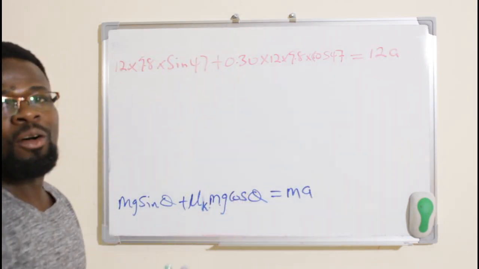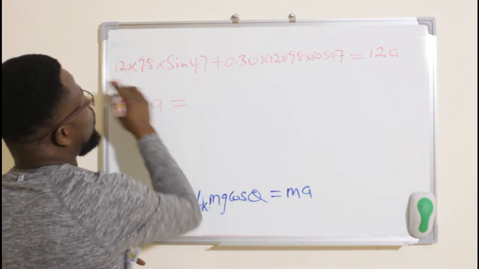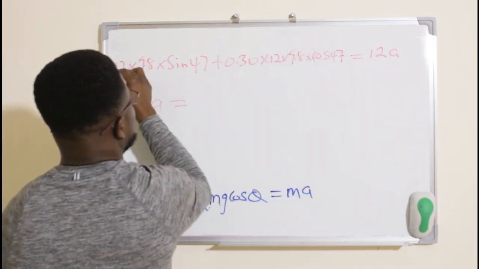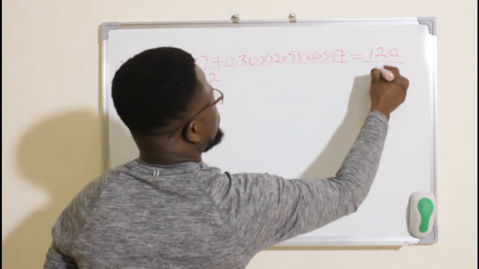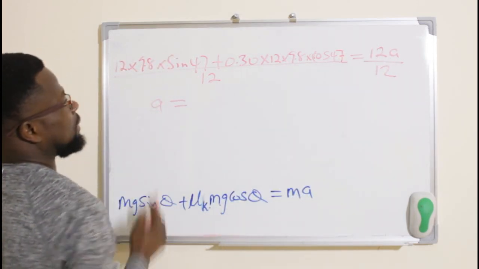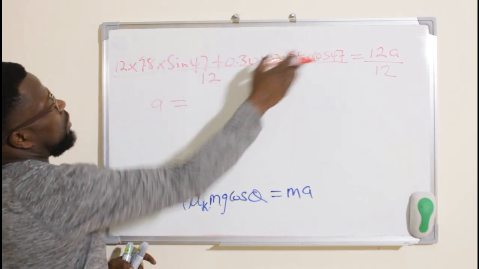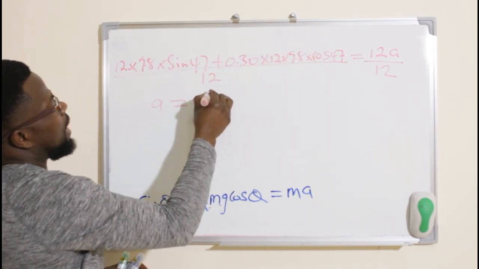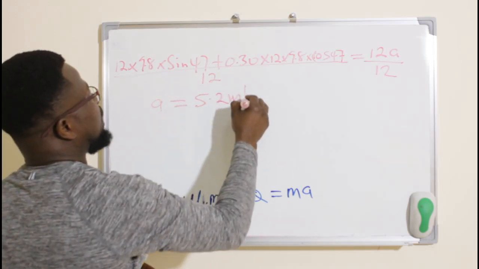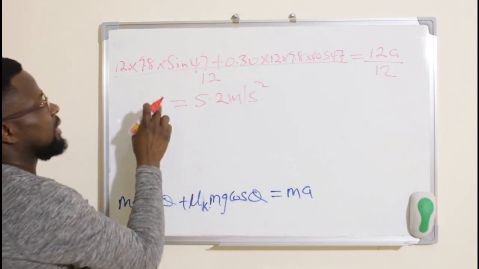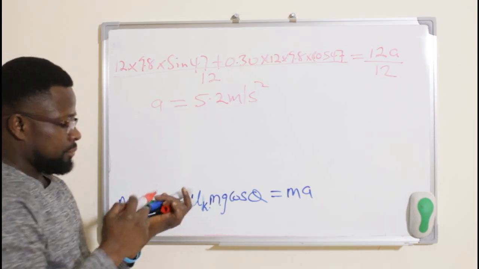And what I'm looking for is the a. So a is simply equal to all these divided by 12, because I can divide both sides by 12. So that 12 can be cancelled out and I'm left with just the a. Once that is done, I divide all these on the calculator. We're going to get 5.2, and it's 5.2 meters per second squared, because this is an acceleration. So we have to put the unit.